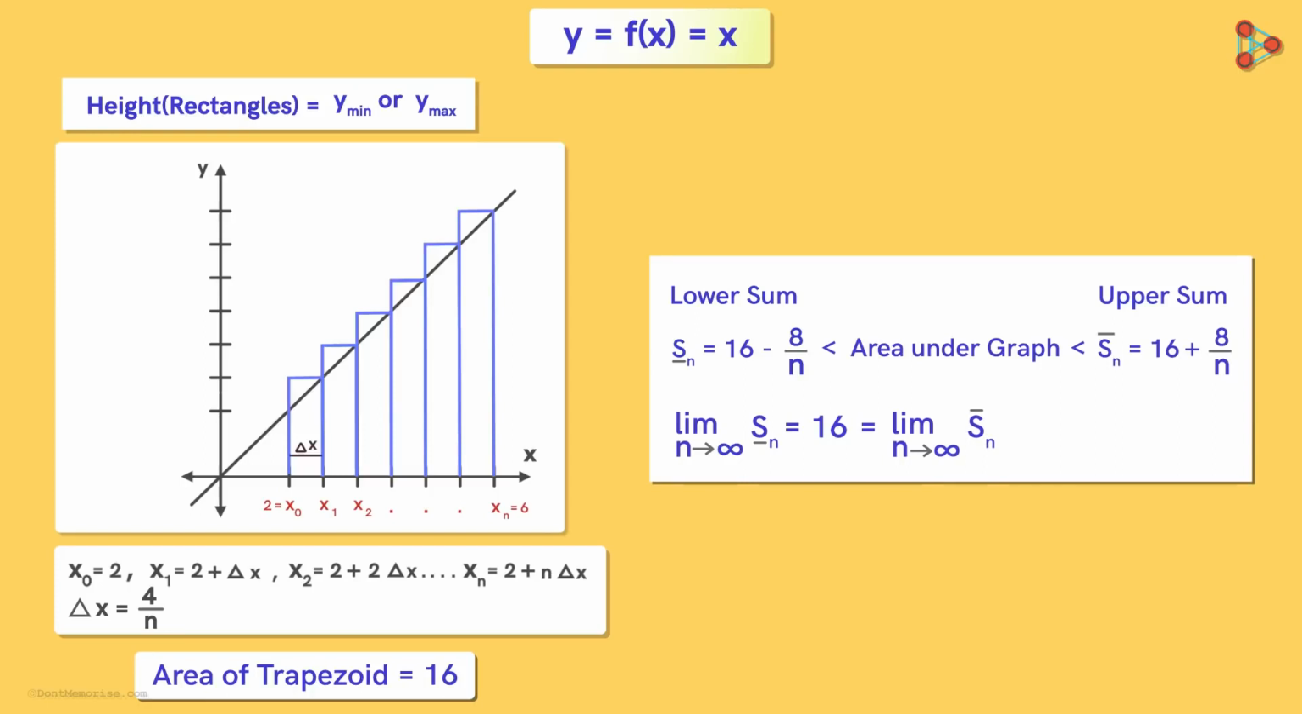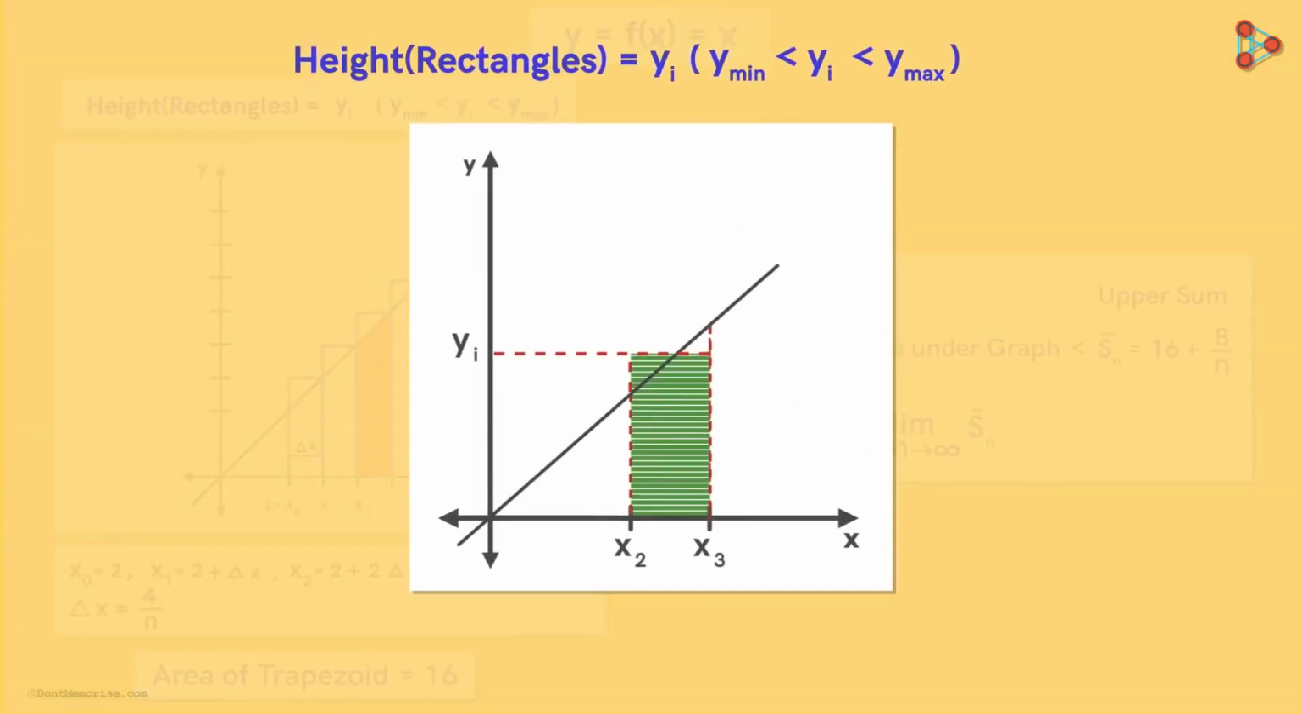Now there could be another important question. What if we take any y value in between the maximum and the minimum in each subinterval? Will this also work? Yes, it would. Consider one particular subinterval. Let's take any y value as the height of the rectangle. As this is the third interval, let's denote its area by A3.